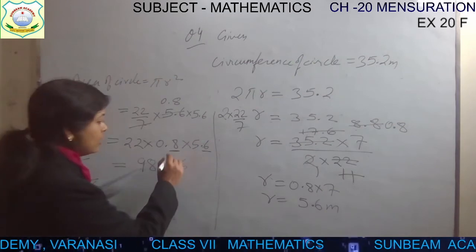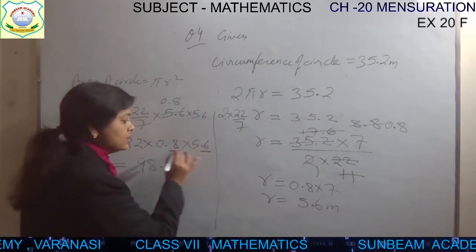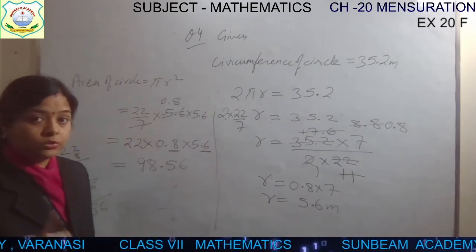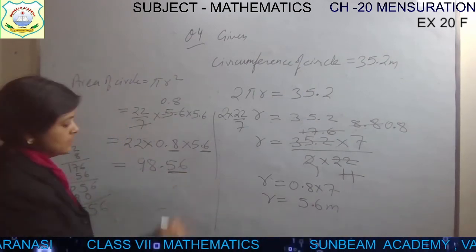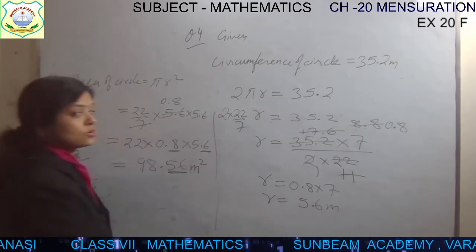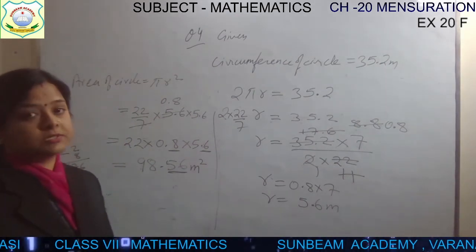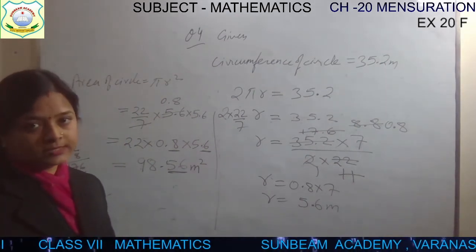But it is not 8, it is not 56, it is having decimal places. Total 2 decimal places, so in the answer also you have to put 2 decimal places. So the area is 98.56, and it will be in meter square. Area, isn't it?